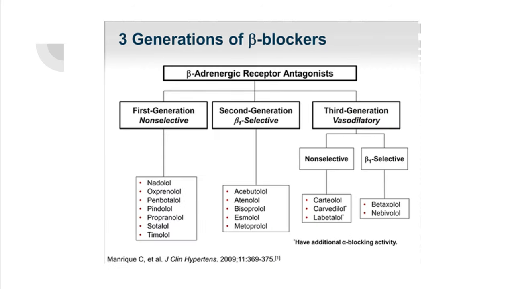Let's come to beta blockers now. Beta blockers are drugs that block the action of catecholamines mediated through beta receptors. So they can be first generation, which are non-selective. They act on both beta 1 and beta 2 receptors. Second generation, which primarily act on beta 1, so they're beta 1 selective. And third generation, which have beta 1 action plus vasodilatory action, so beta 1 plus alpha 1 blockade.